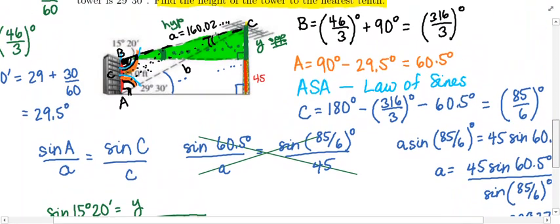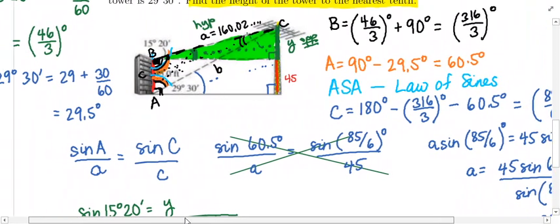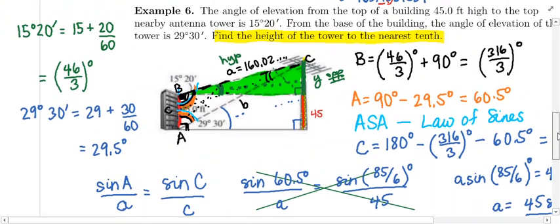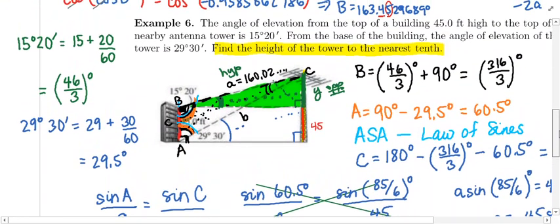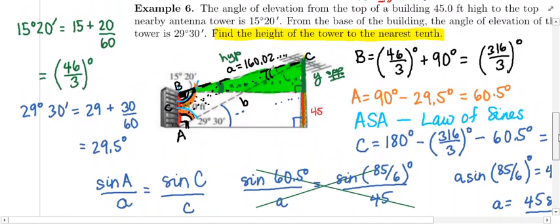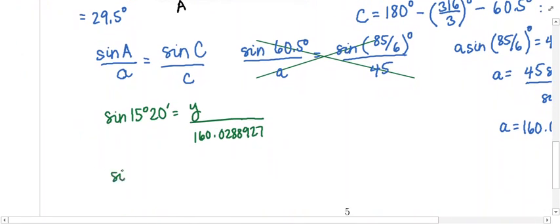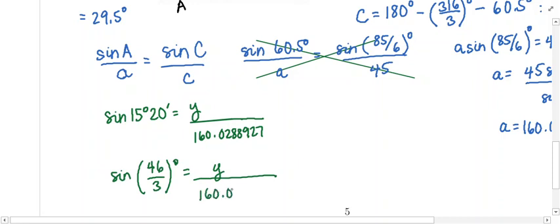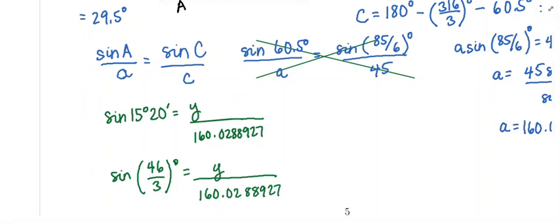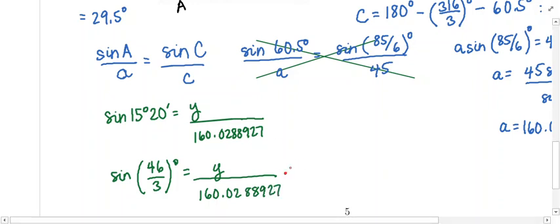I wrote 15 degrees and 20 minutes because I didn't have the conversion in my eyesight, so let me go back and put that in. So this is going to be the sine of 46 over 3 many degrees. Going back to that work, the sine of 46 over 3 degrees has to equal y over this number. All we need to do now is solve for y. Since this is a fraction, I'm going to multiply both sides by this decimal number.